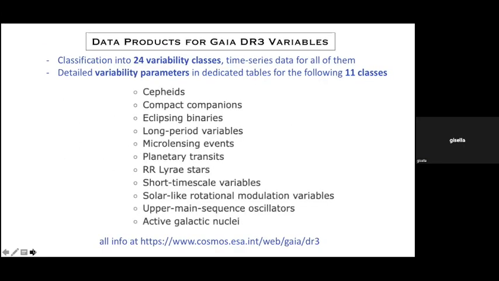Catalogs. In DR3, there are 11 classes of objects for which there has been a publication of a specific characterization and the publication of specific attributes. They are listed here: Cepheids, compact companions, eclipsing binaries, long period variables, microlensing, planetary transits, RS CVn, short timescale variables, solar-like, upper main sequence oscillators, and active galactic nuclei. All the information is in this link that I provided at the bottom of the slide.